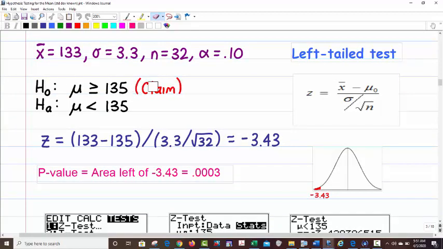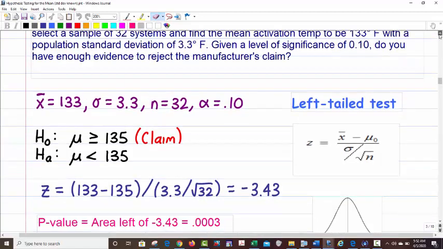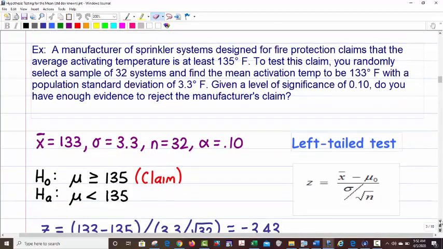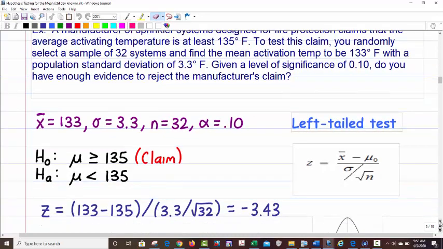So there it is, and that's the claim. They were claiming at least, greater than or equal to, and based on what we saw in the last section, there are only three acceptable hypothesis pairs here. Greater than or equal to will pair up with its complement of less than. So we're deciding whether or not we reject this claim in favor of the alternative. Once again, using the concept of hypothesis testing, if we don't reject it, that doesn't necessarily mean we agree with it. It just means we don't have the evidence to disagree with it.